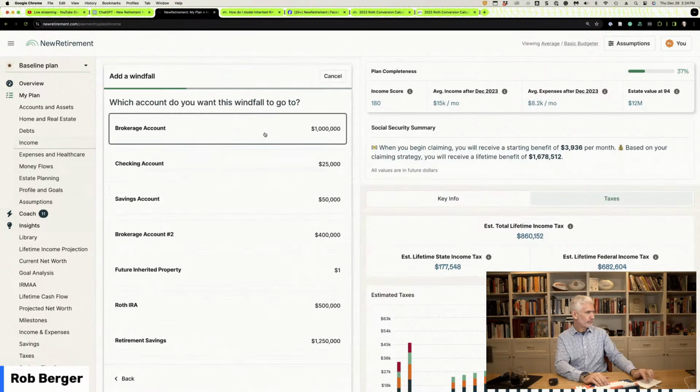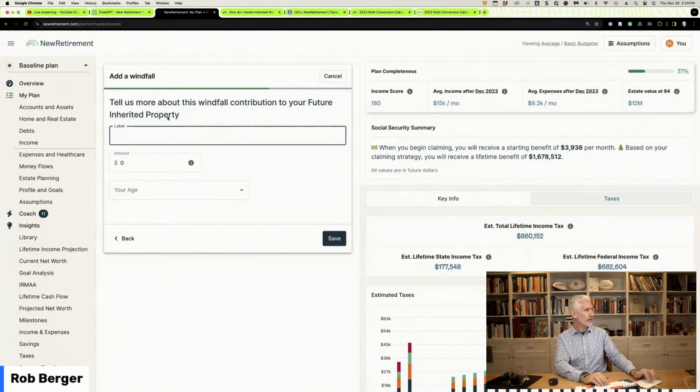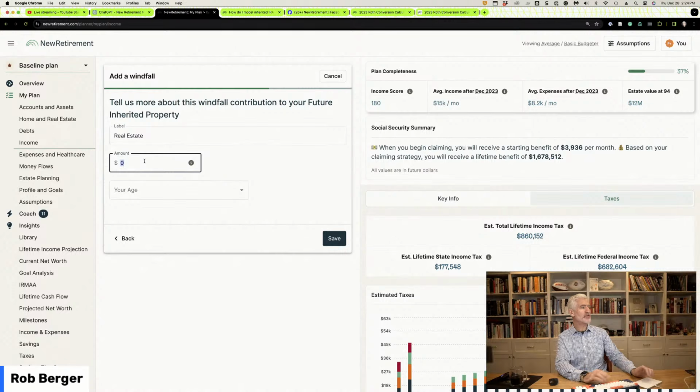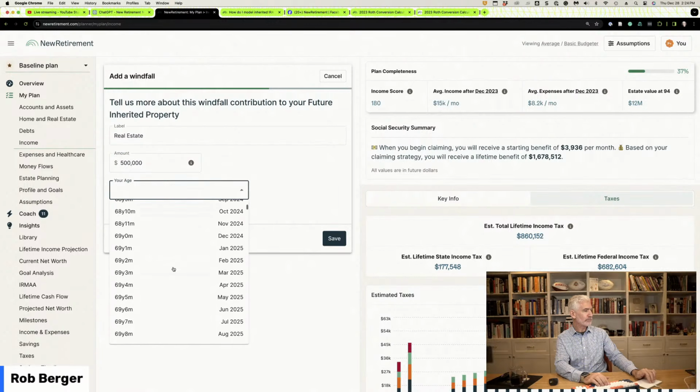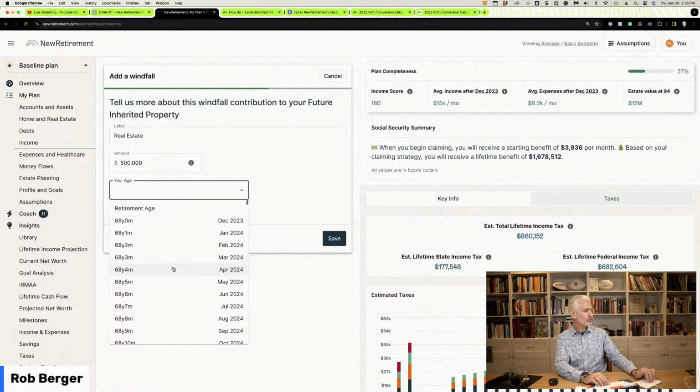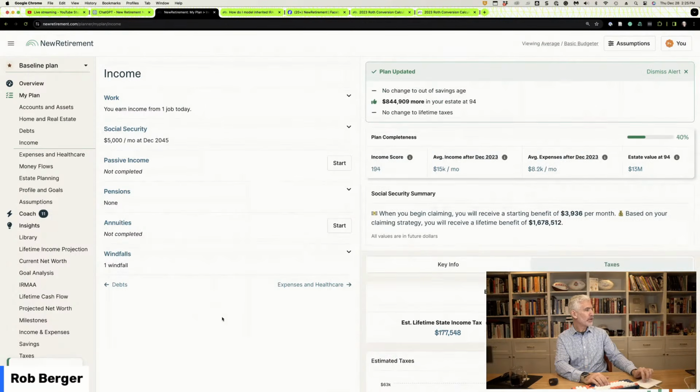income, future inherited property. Tell us more about the windfall. So this is, I'll put real estate. And you can put the amount you think the future amount is going to be. So we'll put 500,000. And when you're going to get it, let's say you said 10 years, so we'll put it out in 34, save it.